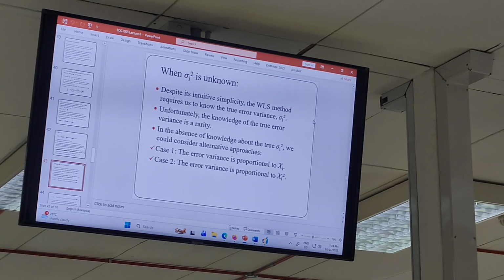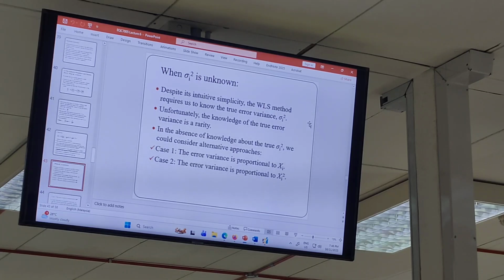Now, as I mentioned just now, we do not know the true value of the error variance, so we have an alternative way for the case of unknown sigma i squared. Despite its intuitive simplicity, the weighted least squares method requires us to know the true error variance sigma i squared. Unfortunately, knowledge of the true error variance is a rarity. In the absence of knowledge about the true sigma i squared, we could consider alternative approaches.